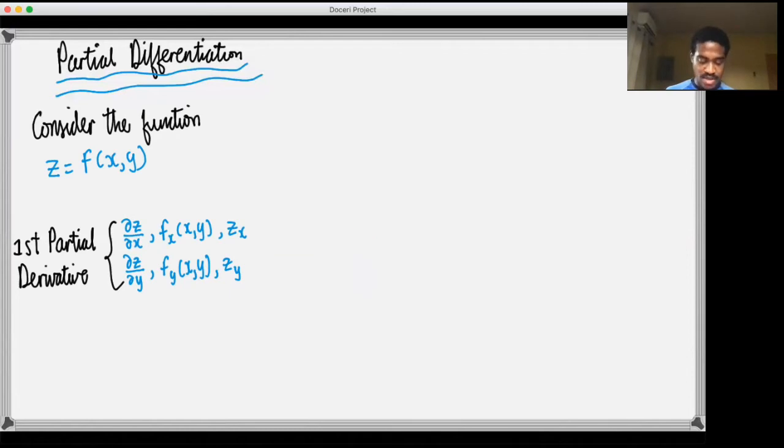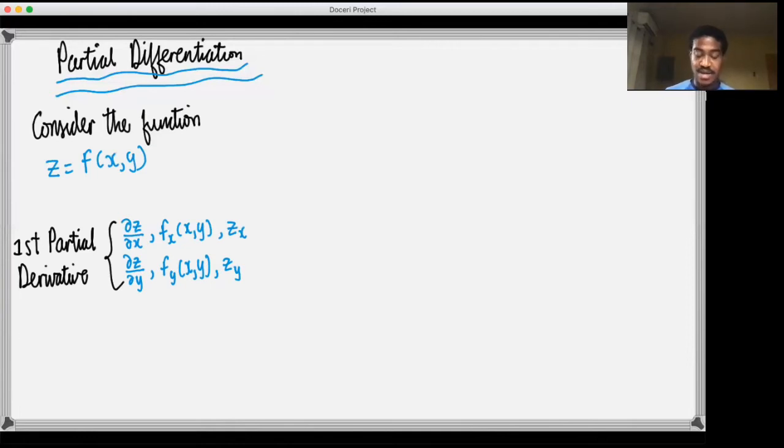So the key with first order partial derivatives, and partial derivatives in general, is that once you see this del, you know it's partial derivatives. Then you look at the denominator to see which of the variables is the variable, if it would be x or y. Whichever one is in the denominator is the variable, and the other variable is considered a constant. That's basically it. So that's the first partial derivative.